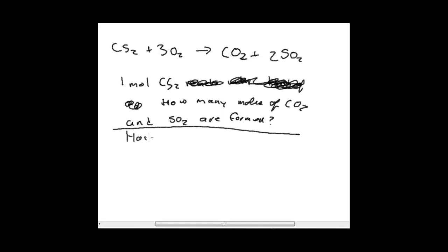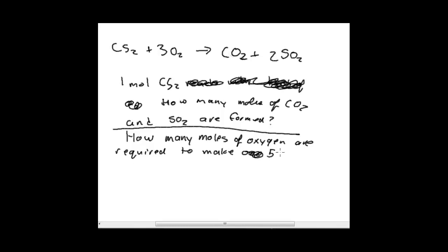Let's see. How many moles of oxygen are required to make 1 mole, actually let's say to make 5 moles, make it harder, to make 5 moles of sulfur dioxide. Okay, so the way we do this one's a little harder. It's harder to see just by looking at the equation. So we're going to start with the number from the problem, 5 moles of sulfur dioxide. So 5 moles of sulfur dioxide.